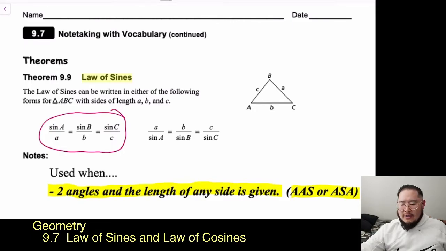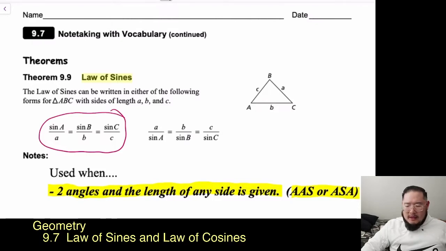If they give you angle A and side A, then you could find side C as long as they give you angle C. Or you could find side B as long as they give you angle B, and vice versa. Or you could find angle B if they give you side B. So this is one trick that you can use to figure out the angle or side of a triangle using the law of sines.